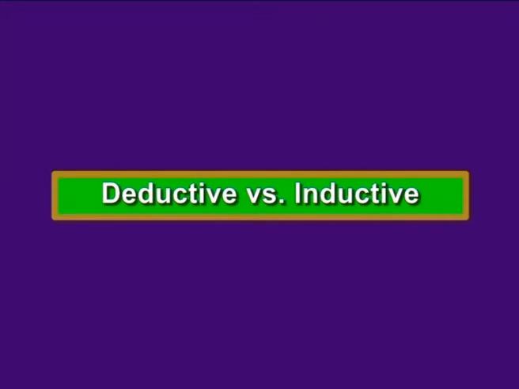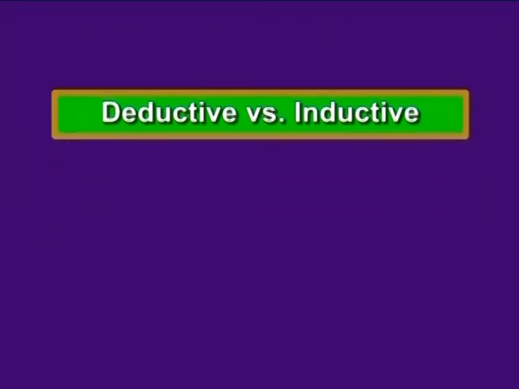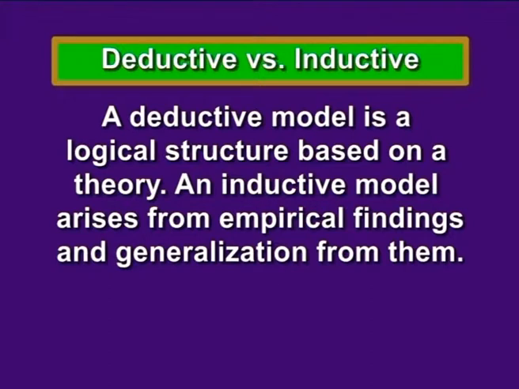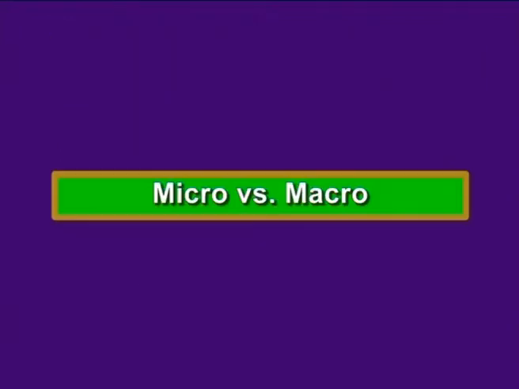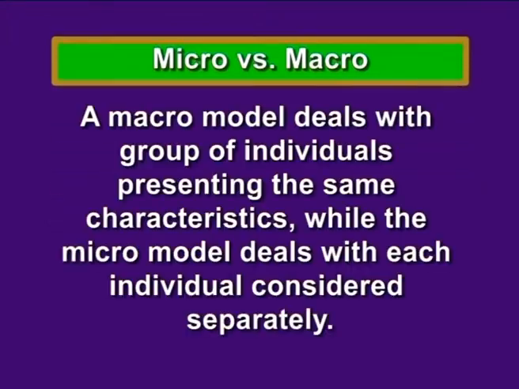Next is deductive versus inductive. A deductive model is a logical structure based on a theory. An inductive model arises from empirical findings and generalization from them. Next, micro versus macro. A macro model deals with a group of individuals presenting the same characteristics, while the micro model deals with each individual considered separately.